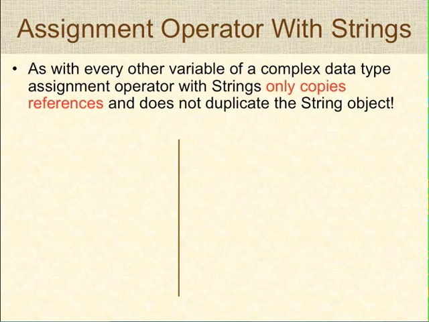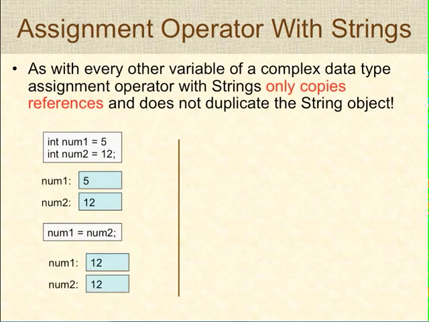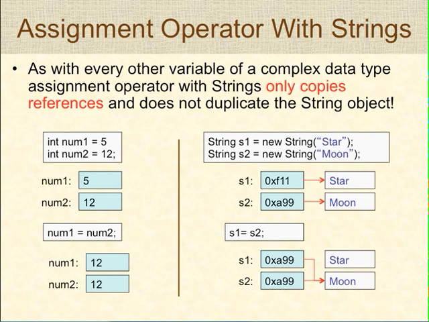So as with every other variable of a complex data type, strings only copy references. I mentioned this before. If I have these two examples, the values get copied for built-in types, and the references get copied for object types. This is similar to an example that I showed earlier.